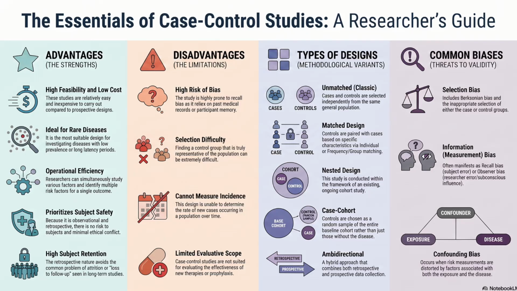There are also different variations of case control studies. The classic unmatched design selects cases and controls independently. In a matched design, controls are matched to cases based on important characteristics. A nested case control study is conducted within an existing cohort study, making exposure information more reliable. Researchers may also use case cohort or ambidirectional designs depending on the objectives and available data. Although these designs differ slightly, they all follow the same principle. Start with disease, look backward for exposure.